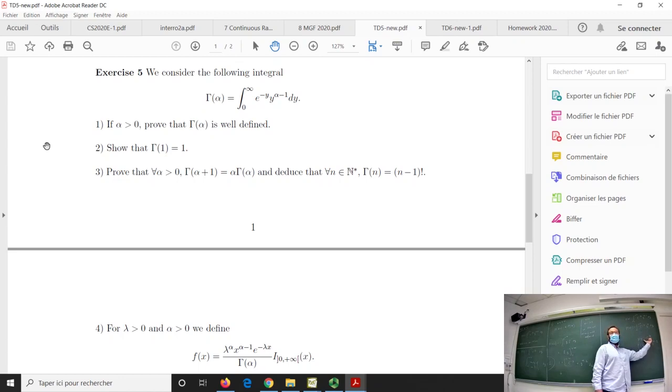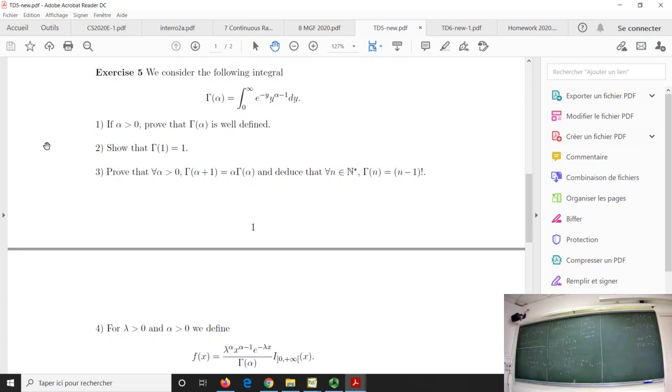At plus infinity, I have the exponential that gives me a limit equal to 0. And at 0, I have the y to the power alpha that gives me 0. So I obtain 0 here, and I have exactly what I want to prove. Because what I have proved on the board here is that gamma of alpha plus 1 is equal to alpha multiplied by an integral that is none other than gamma of alpha. So here you have alpha gamma of alpha. Okay?